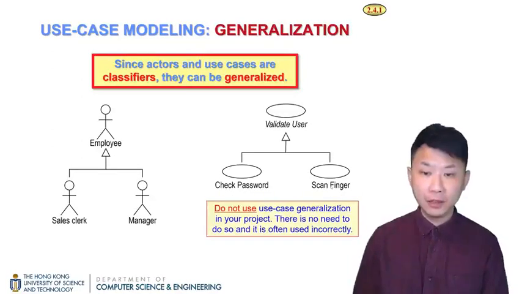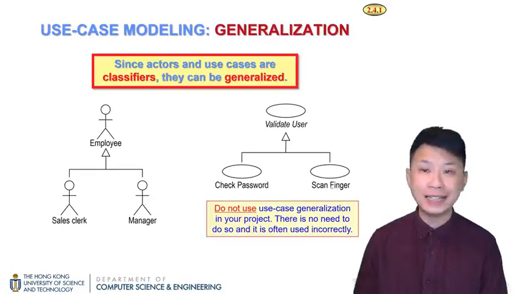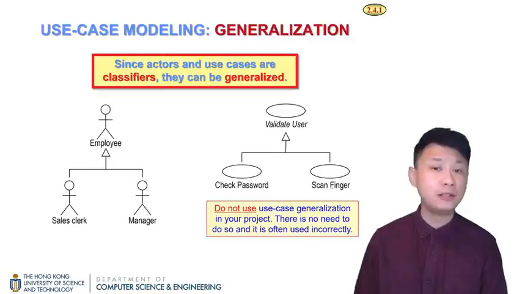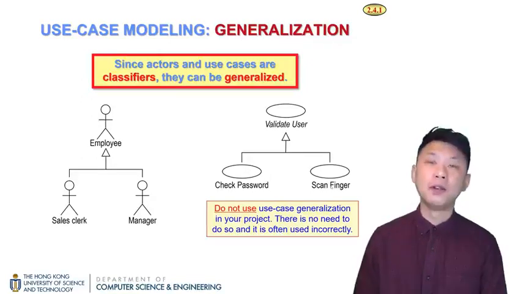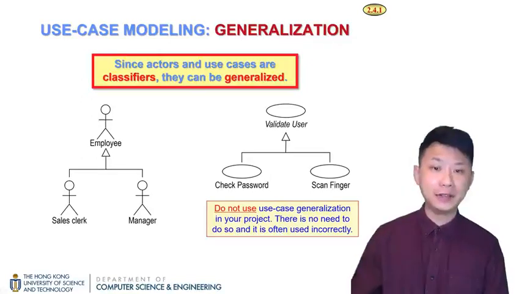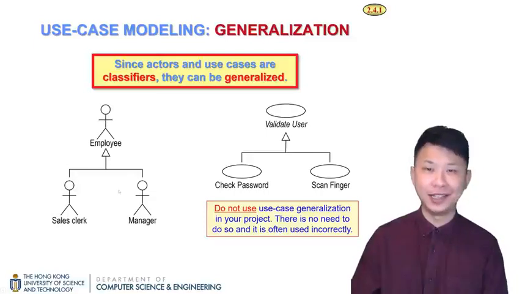But try not to use use case generalization in your project. There is no need to do so because even without generalization on use cases, you can still get the correct answer. And it's often used incorrectly. So that's why I suggest you try to avoid using generalization on use cases for your project. But of course, you can still use generalization on actors. And that's all I want to cover in this lecture.